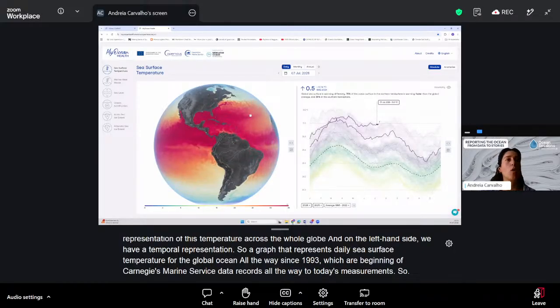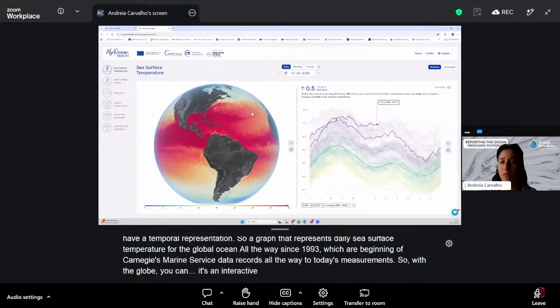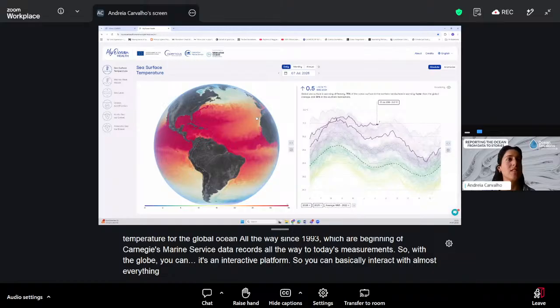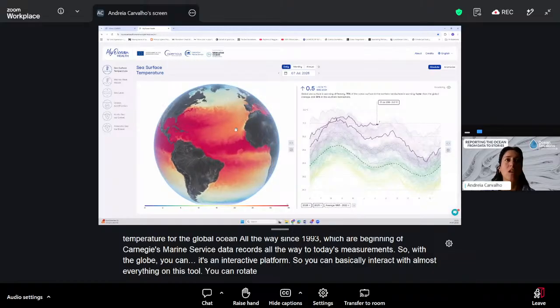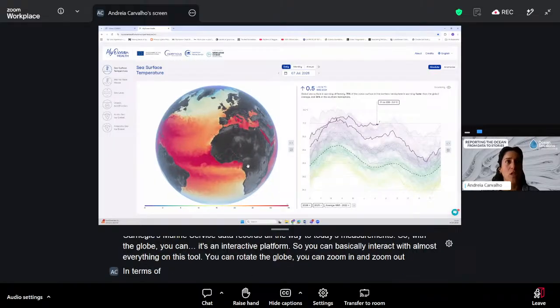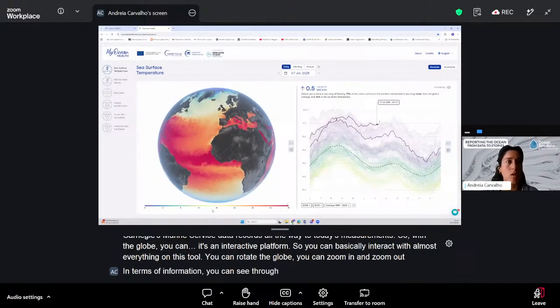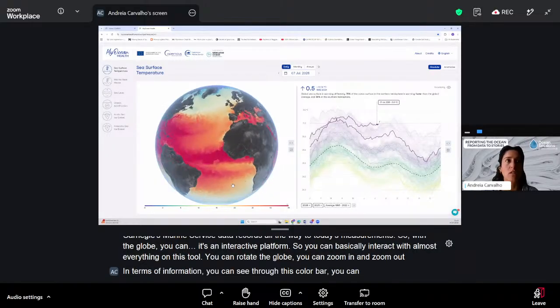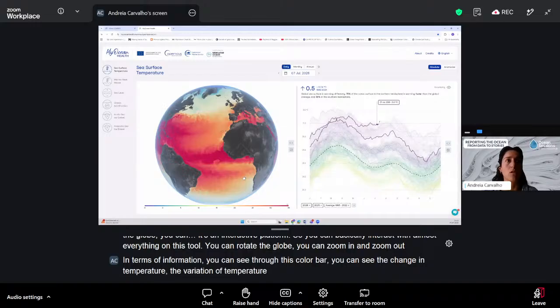So with the globe, it's an interactive platform. You can basically interact with almost everything on this tool. You can rotate the globe, you can zoom in and zoom out. In terms of information, through this color bar, you can see the change in temperature, the variation of temperature across the globe.